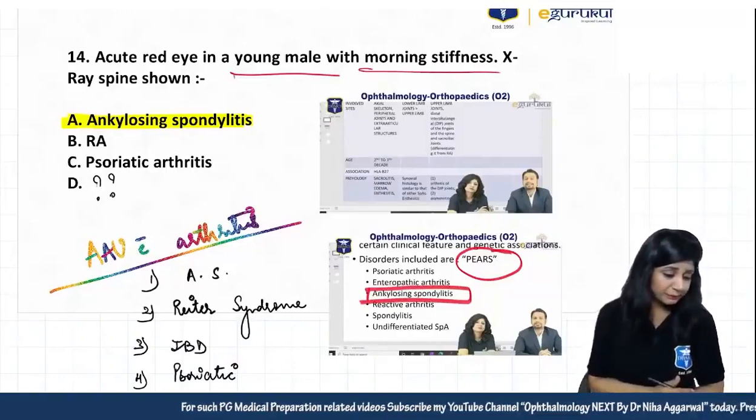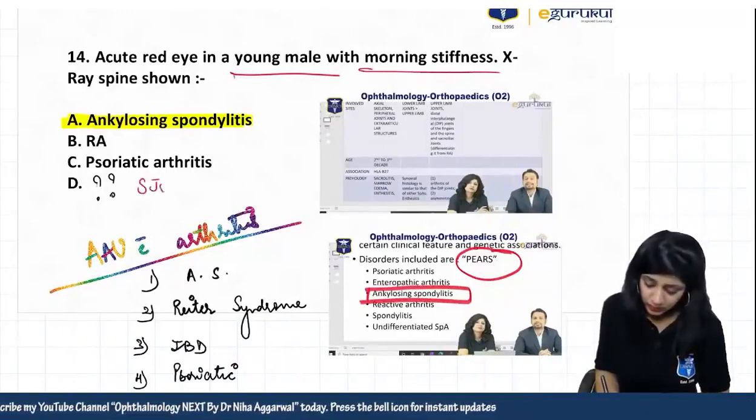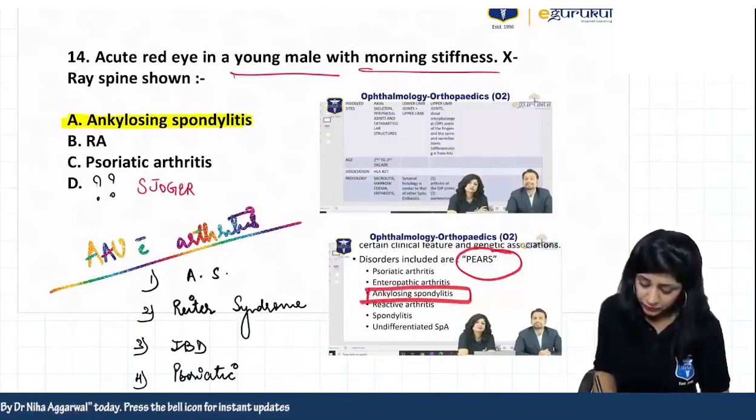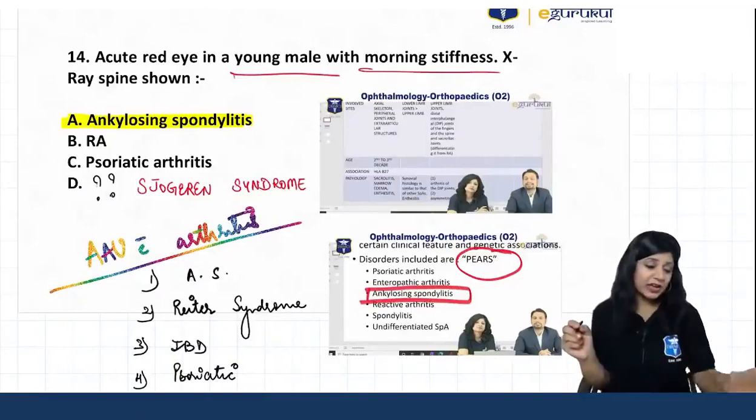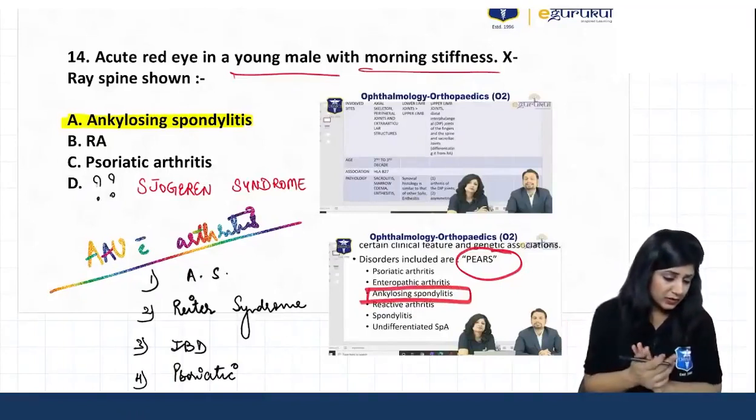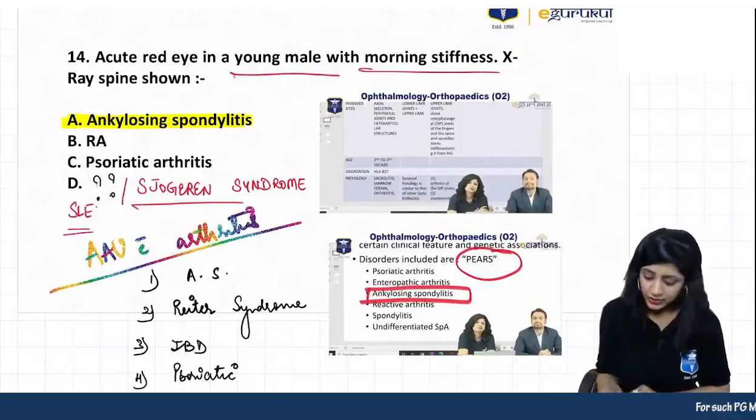Sjogren. Are you sure? Sjogren syndrome. So as you say, I have added the Sjogren. SLE. SLE was the fourth option. So I do not know.